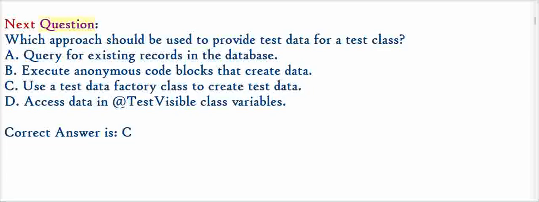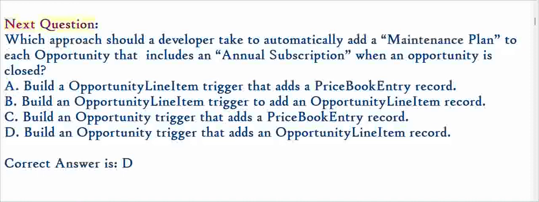Next question. Which approach should be used to provide test data for a test class? A. Query for existing records in the database. B. Execute anonymous code blocks that create data. C. Use a test data factory class to create test data. D. Access data in @testVisible class variables. Correct answer is C.